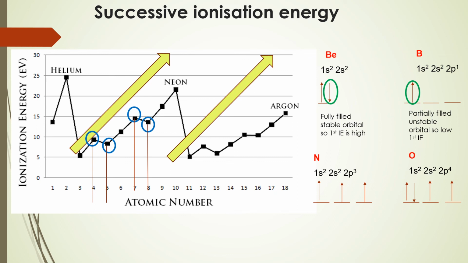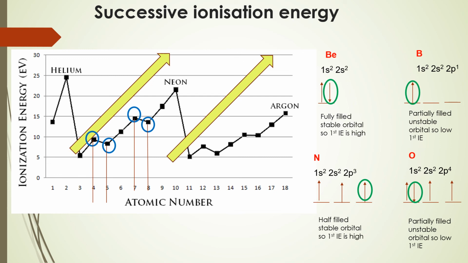Now let's see which electron is going to be lost from nitrogen. First IE means the last electron being lost. So in nitrogen, this is the last electron, and it is coming from a half-filled stable orbital. Remember, the most stable orbital is the one that is fully filled, followed by half-filled, and the least stable is the partially filled. This is the reason why the first ionization energy of nitrogen is higher. When we look at oxygen, this is the electron that is going to be lost, and it is coming from a partially filled unstable orbital. That means the ionization energy is going to be lower.